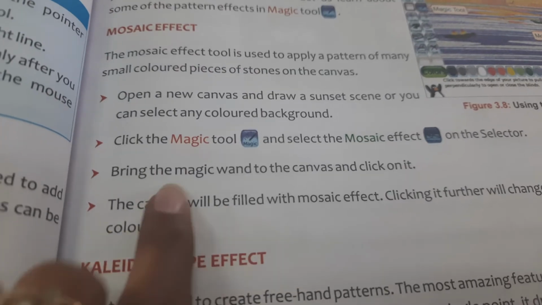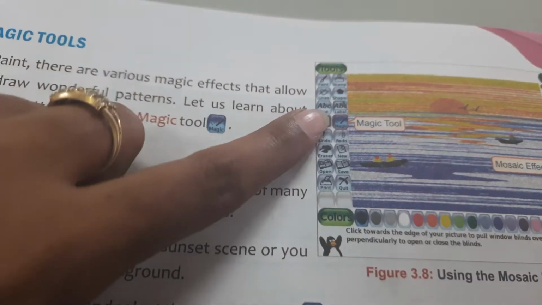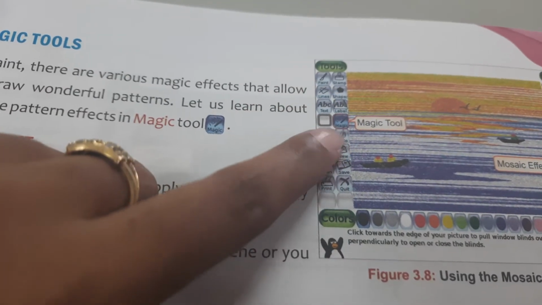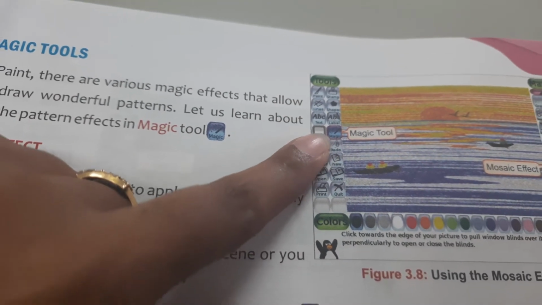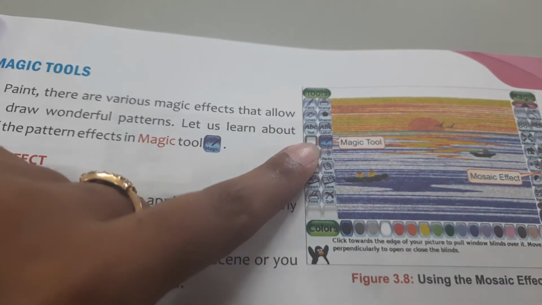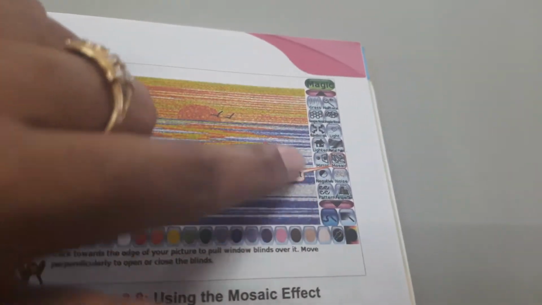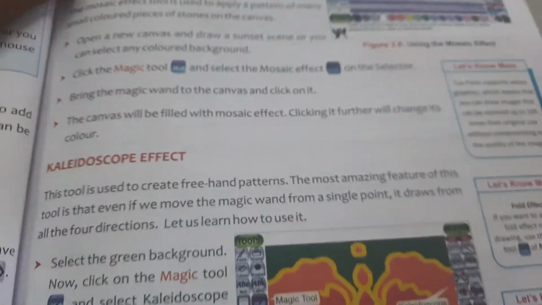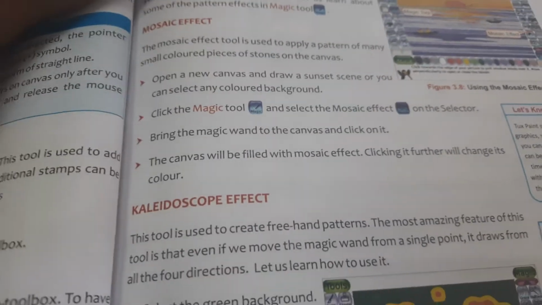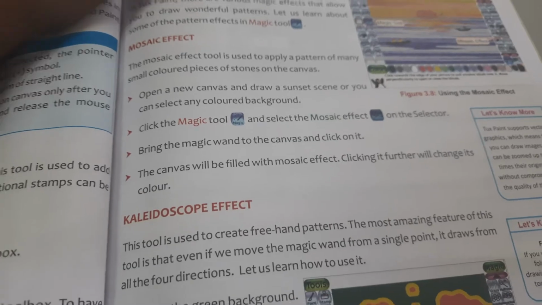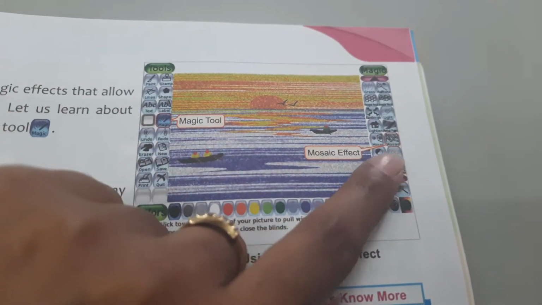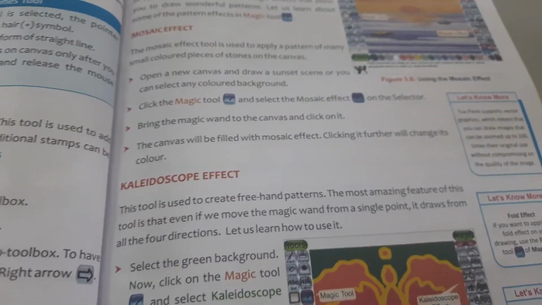Then you will click on the magic tool option. Here you can find the option of magic tools. In tools option, this is the magic tool. When you click on the magic tool, a magic tool selector will open here. Okay, like this. So when you click on the magic tool and select the mosaic effect on the selector, here you can see the mosaic effect. This is the mosaic effect. From here you can choose the mosaic effect.